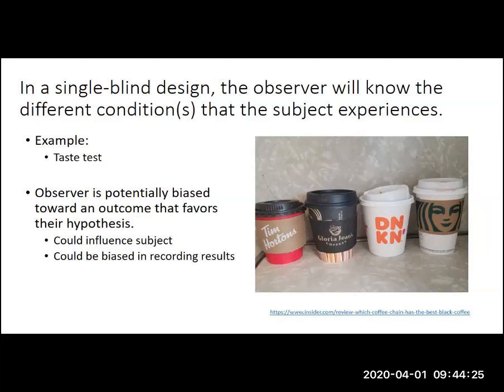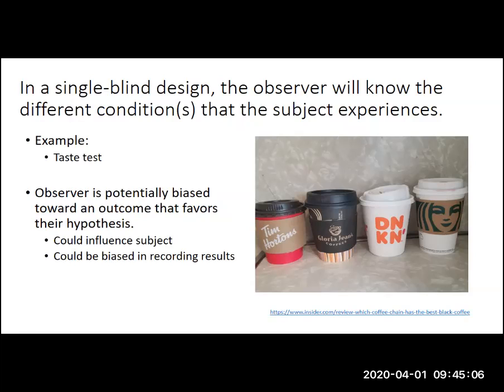But in a blind taste test, it's really dependent upon what the subject is experiencing, what the flavor or taste of the coffee is. So what we're doing within a single blind study, by having the individual not know what's going on, not knowing what group they're in or what material they're being tested with at that time, is minimizing the subject's potential biases. But we need to keep in mind that the observer, the scientist doing this taste test in this study, is potentially biased towards the outcome that favors their hypothesis.